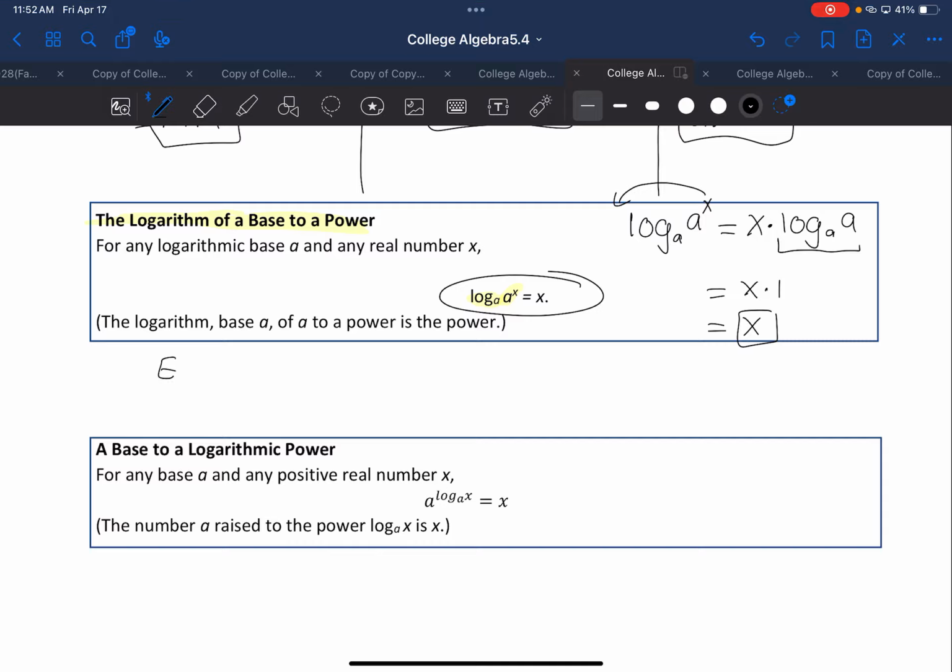So just a couple examples of that. If I had log base 3 of 3 squared, this would just be equal to 2. If I had log base 5 of 5 to the power of y, this would just be equal to y. So it's almost like when those match, they just cancel each other and leaves you with the exponent. If I had log base 1/2 of 1/2 raised to the power of 6, this would just be equal to 6.